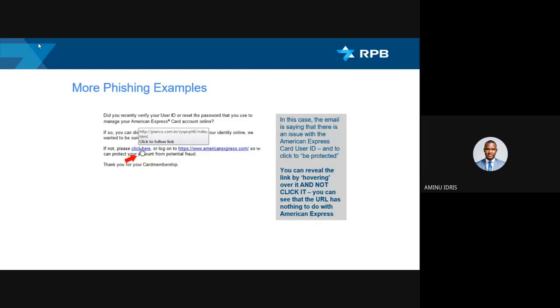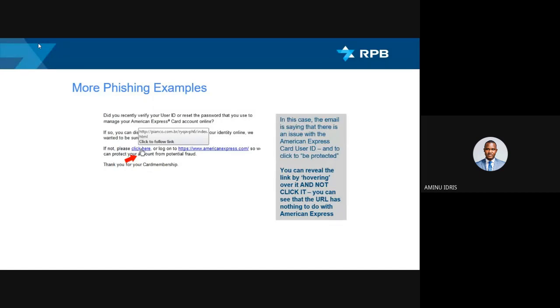So this is another phishing mail. It says: did you recently verify your user ID or reset your password? Manage your Express account online. If you disabled this and intended to restore it back, click on this link. If not, please click on this link, log in to Express. Even for this blue one that you see, it was clearly written https/American. When you hover over it, you are going to get the real link. It is not the real link. So stop trusting a link just because of what is written there.